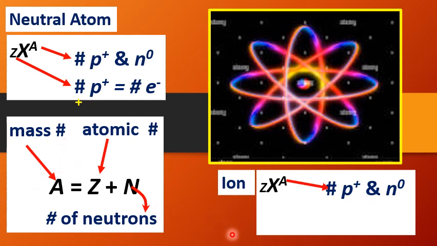If the atom is an ion, either positively charged or negatively charged, the mass number is still the combined number of protons and neutrons, but the atomic number is just the number of protons, but it is not the number of electrons anymore, since an ion either has an excess of electrons or a deficiency of electrons.